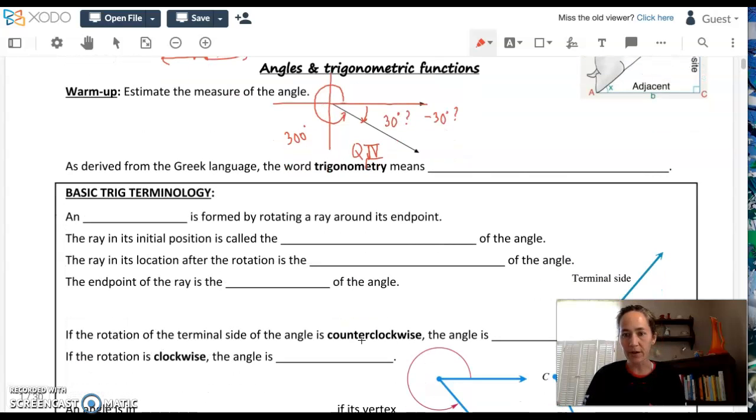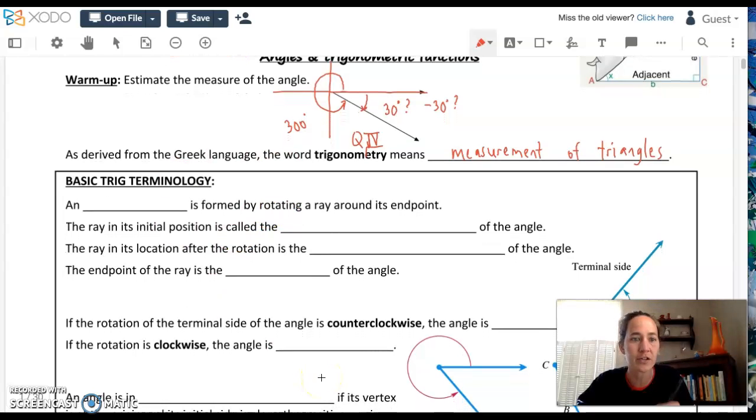Speaking of vocabulary, this is a unit on trigonometry, so might as well define it. It comes from the Greek, and the word means measurement of triangles, actually. Triangles will come into play a lot as we introduce ourselves to trigonometry here. They've got 3 angles, and the measures of them total up to 180 degrees. It says basic trig terminology. So we've been talking about angles. An angle is formed by rotating a ray around its endpoint.